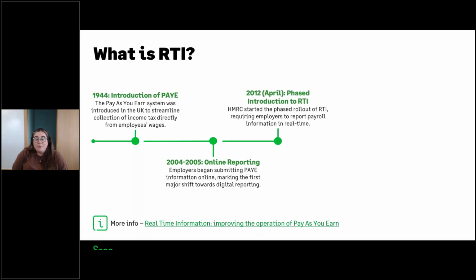Another little jump now, but this time to April 2012, and this is where the phased introduction of RTI, real-time information, began. So the RTI pilot started in April 2012 with a small group of volunteer employers, and this did increase in 3 stages up to March 2013, by which time over 6 million individual records were being reported in real time.